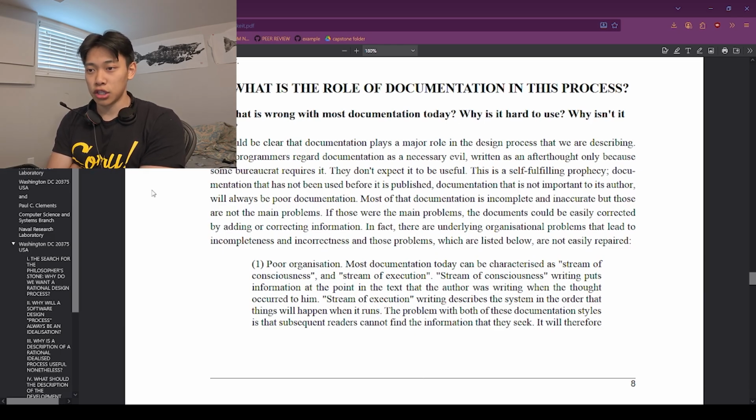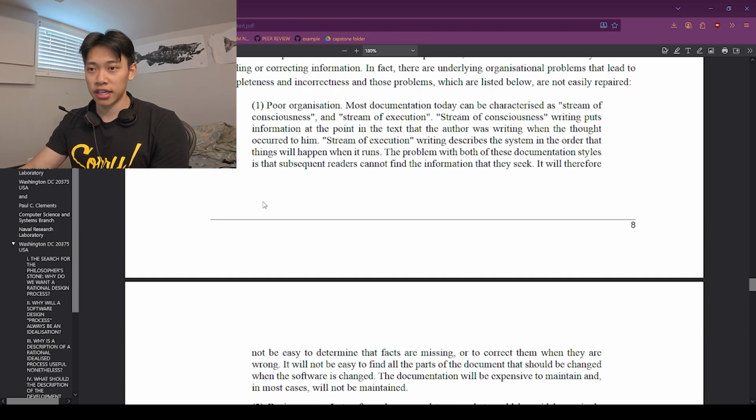Most of that documentation is incomplete and inaccurate, but those are not the main problems. If those were the main problems, the documents could be easily corrected by adding or correcting information. In fact, there are underlying organizational problems that lead to incompleteness and incorrectness, which are listed below and are not easily repaired. 1. Poor organization.